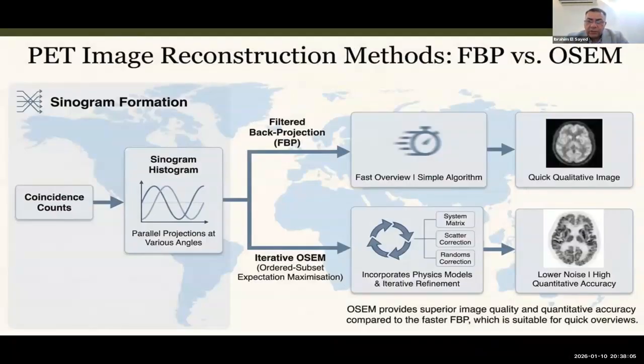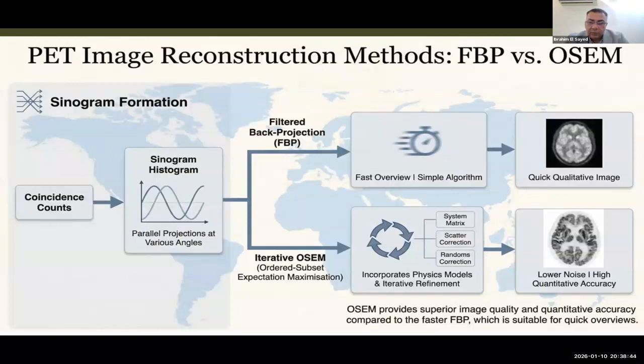Filtered back projection is a direct, fast mathematical method which quickly converts the sinogram into an image, which is why we used it in the early PET systems. Its advantages are that it's very fast, simple, and good for visual checks. Its disadvantage is that it creates more image noise and less accurate quantification, so we can't use it for SUV quantification. Clinically, it gives a quick qualitative image, but it's not ideal for precise SUV measurement.